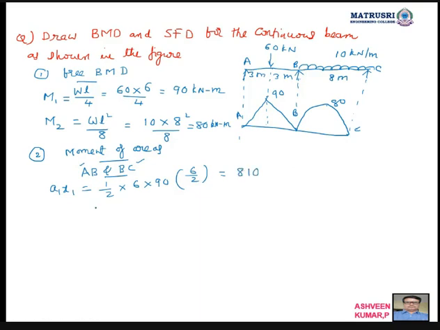Then I'll go for A2 X2. A2 X2 means this one. What is the shape here? Parabola. What is the parabola formula? 2 by 3 into 80. This is 80, then into 8. Then what is the centroid from C? Because it is symmetric, when I cut at the center, left side and right side should be same. So you will get half of that, 8 by 2. If I do this, what I will get? 1706.67.